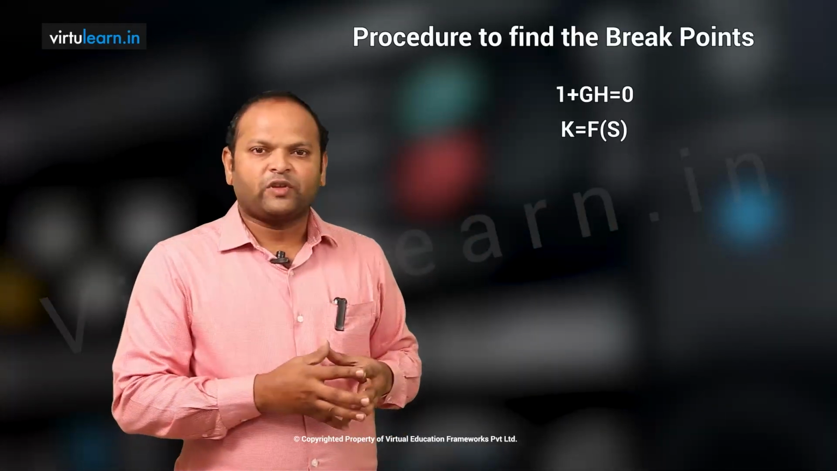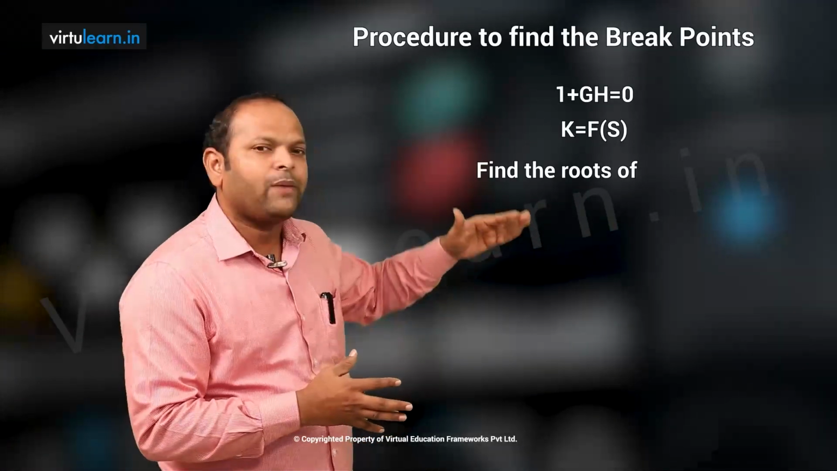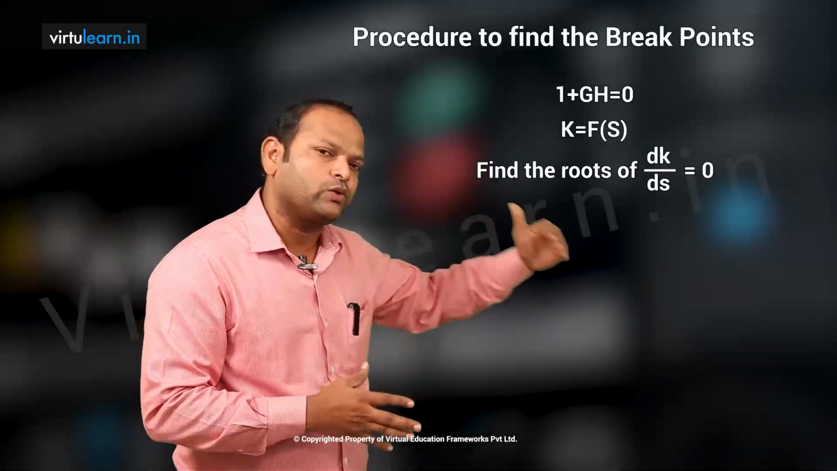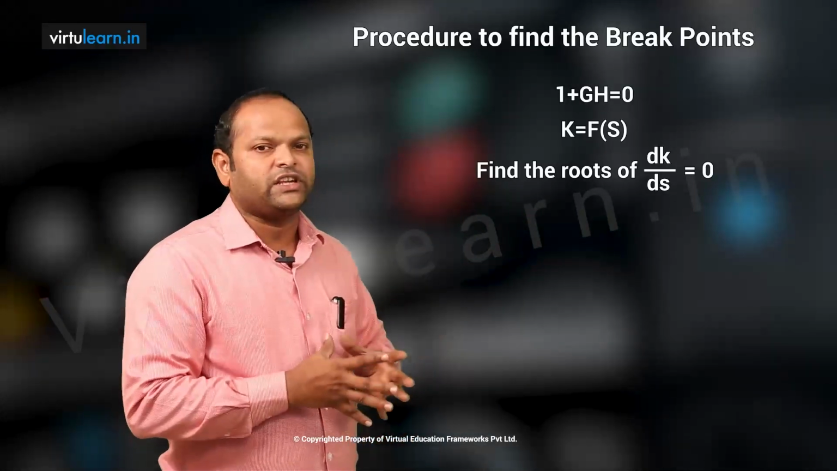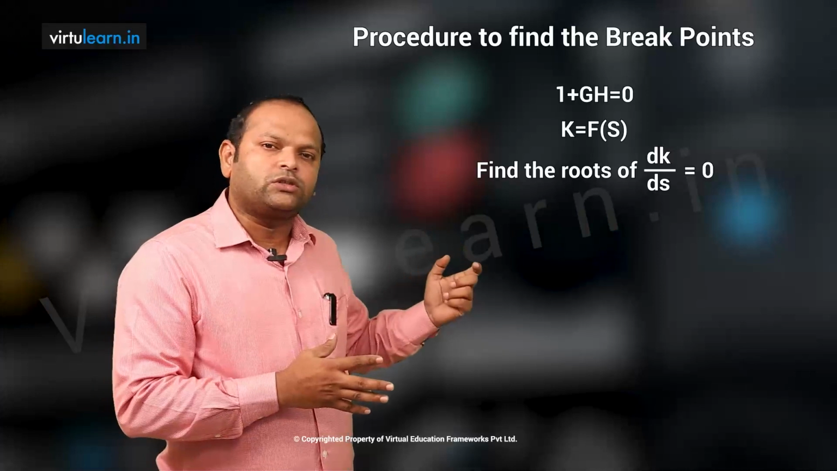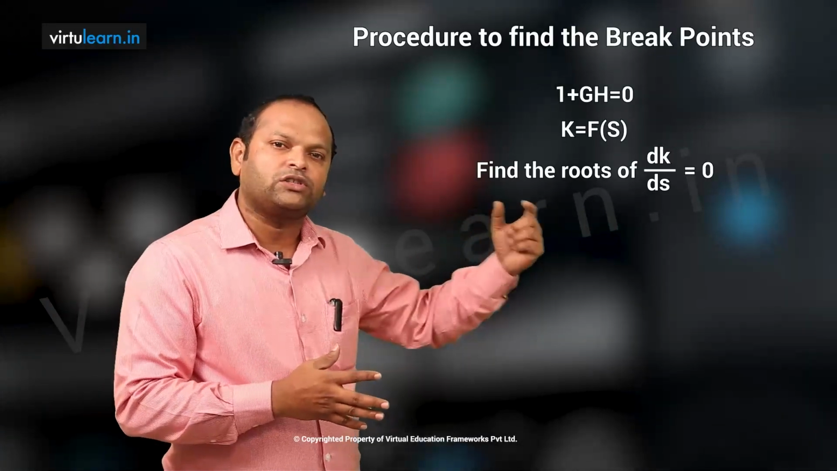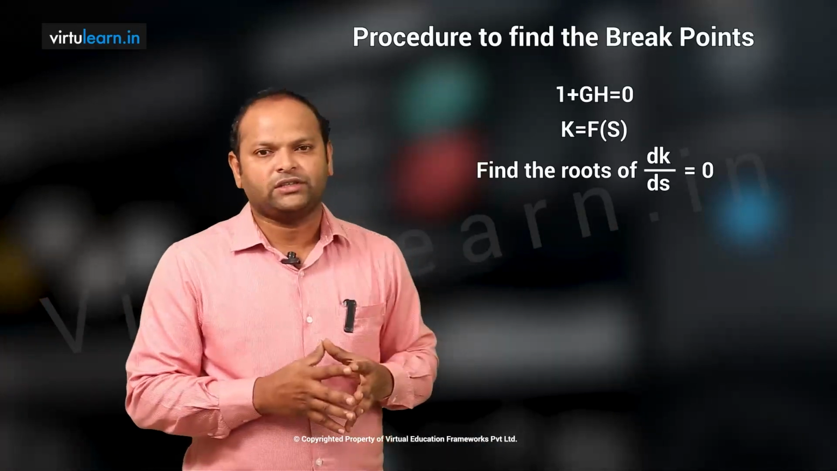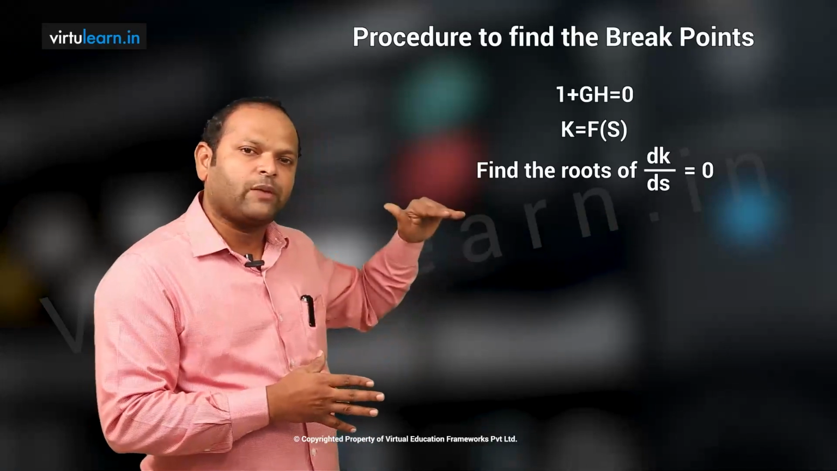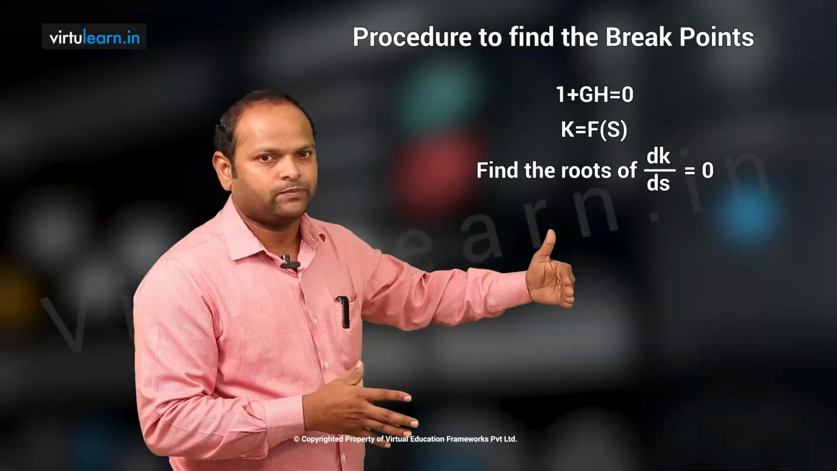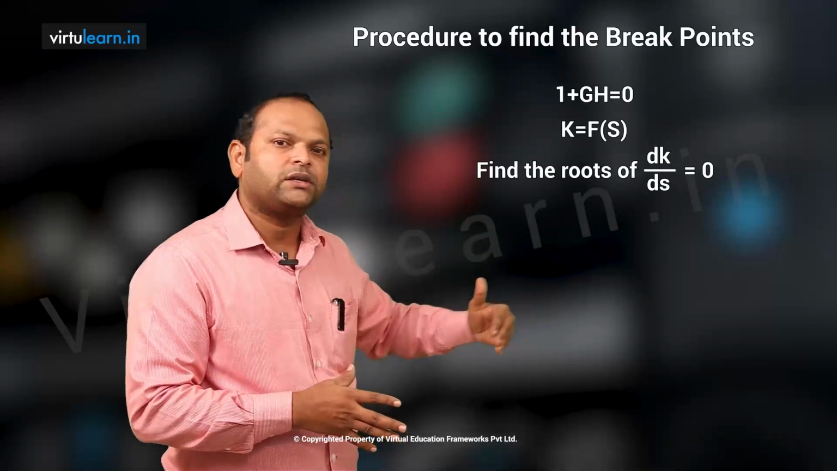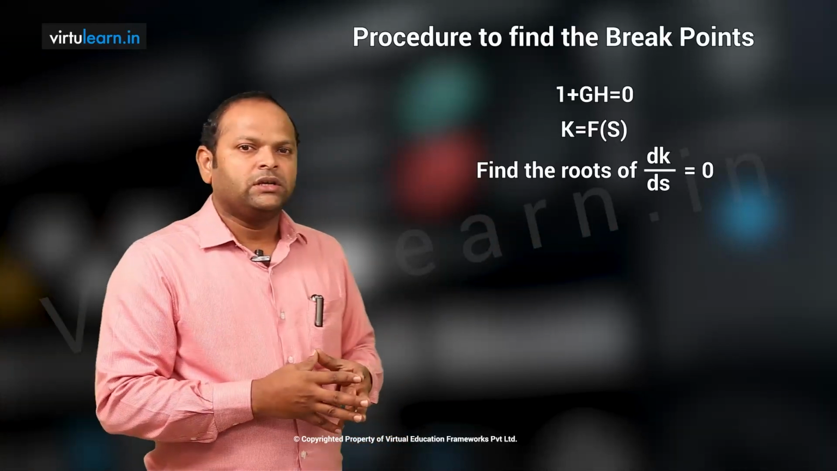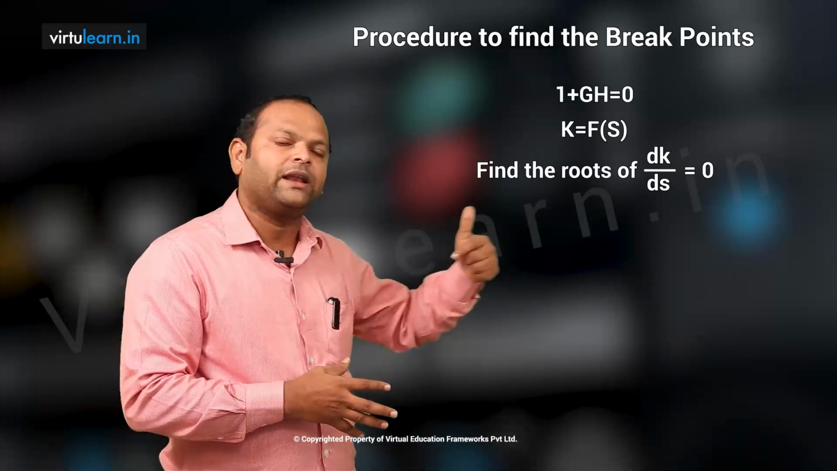The third step is to find the roots of dK/ds equals 0. Take the first derivative of the equation K equals f(s), equate it to 0, and find the roots of this equation. The roots of dK/ds equals 0 will include both valid and invalid breakpoints. It is not that all the roots of dK/ds equals 0 are breakpoints. You may have a combination of valid and invalid breakpoints. How do we know whether they are valid or invalid?